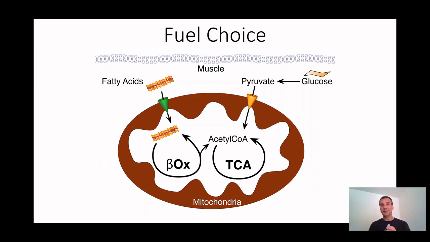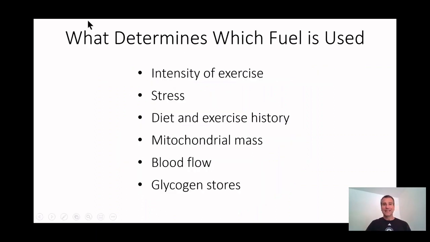The other thing that is making this decision is how quickly you need to make energy. So if you need to make energy really quickly, you're going to use more glucose as a fuel because you can do that faster. So when we're choosing our fuels, it's how intense your exercise is, because the higher your exercise intensity, the faster you're breaking down ATP. How much stress you have, because stress hormones change how much fat and sugars there are in your muscle. What's your diet and exercise history?